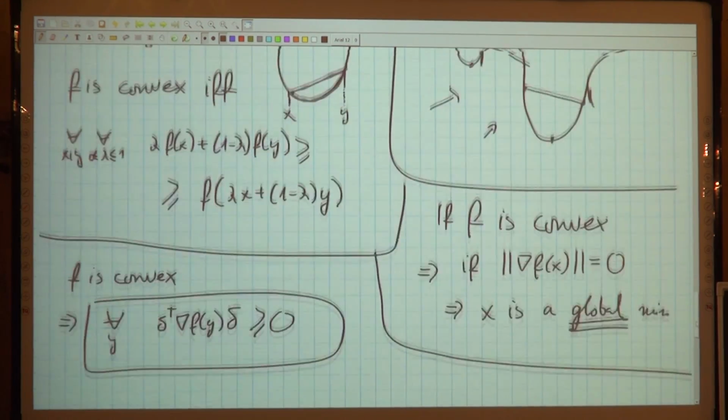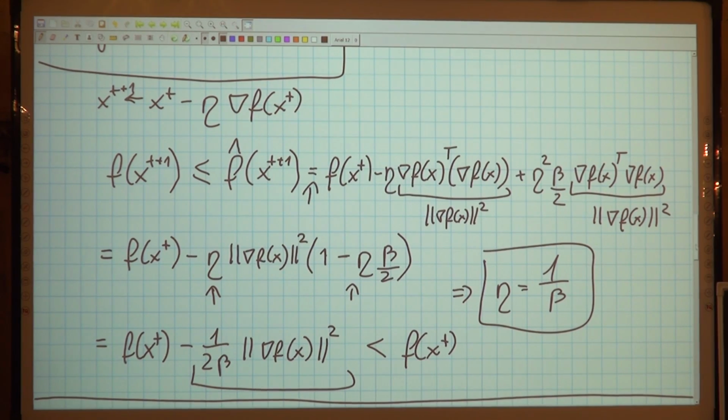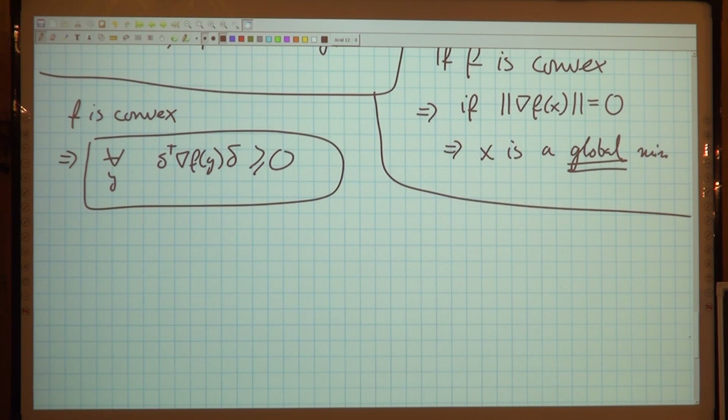Because if we look back to our function f hat, so far it was giving us only an upper bound estimate. But also what you can prove is that for any y and any x, where delta is defined by y equals x plus delta, f of y is always lower bounded by f of x plus the first order term.